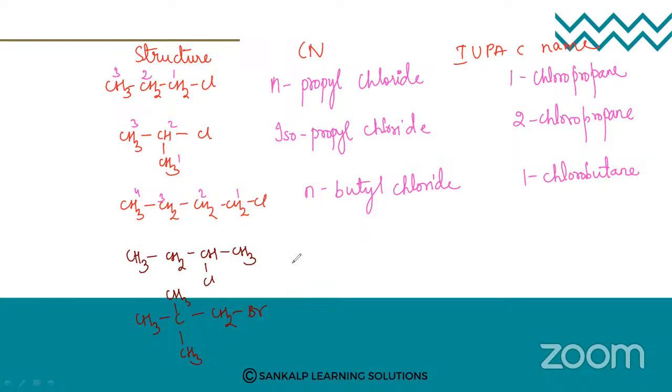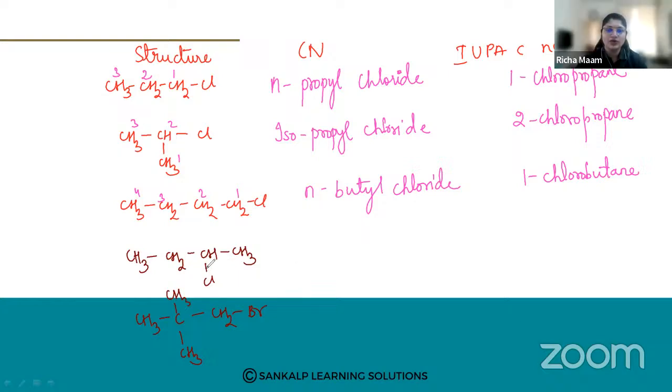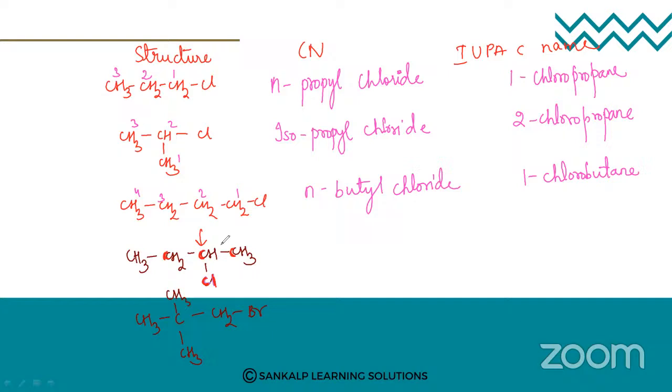Isobutyl chloride? No, not iso. It is not branched. Your chloro is substituted, but your alkyl group is not. So what you have to see is the carbon. The carbon is attached to another 2 carbon atoms. So what type of carbon is it? Primary, secondary, or tertiary? It is a secondary carbon. So you have to write secondary.